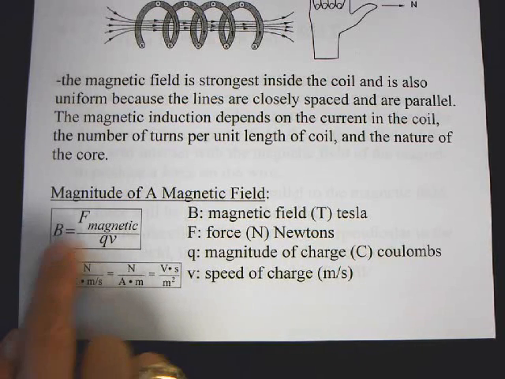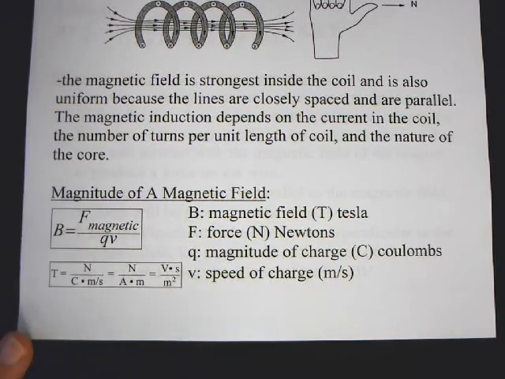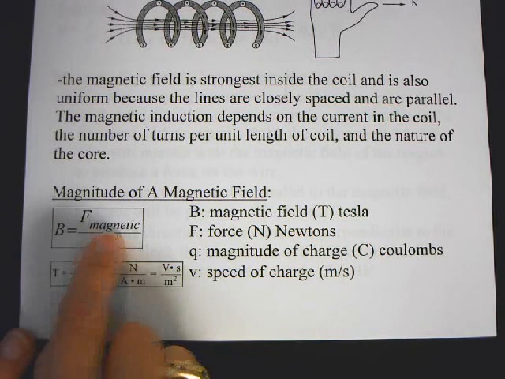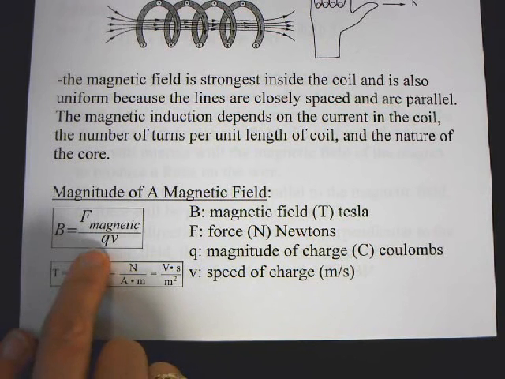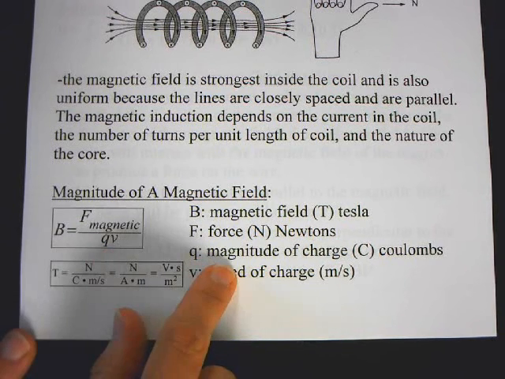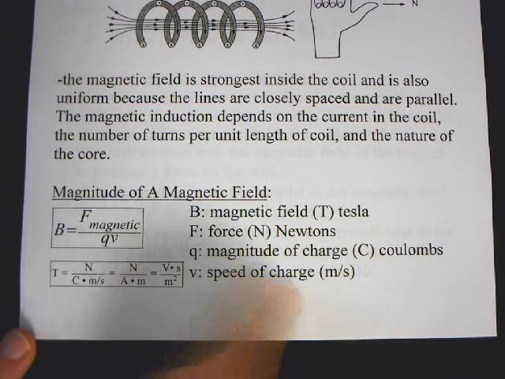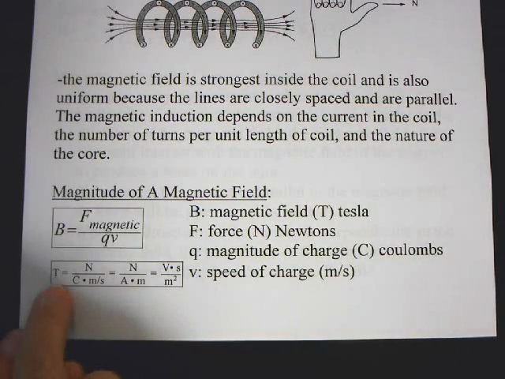So magnetic field is equal to the magnetic force. Since we're just doing it in the beginning, you can call it F magnetic. If you want to abbreviate it, F subscript M, or F subscript MAG. And this is divided by Q times V, where Q is the charge in coulombs, and V is the speed of the charge. Now, a lot of times you want to ask, how do the units end up canceling? Well, a Tesla is actually a Newton divided by a Coulomb times a meter per second.